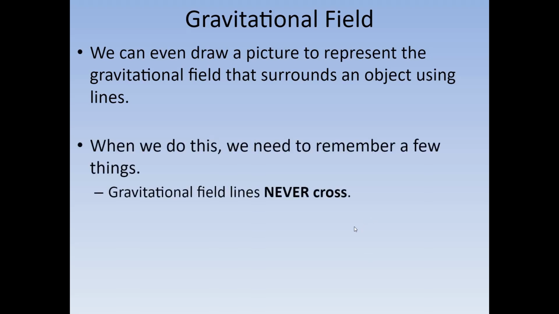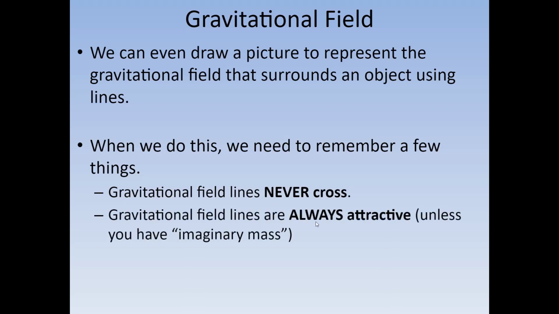Before I get to that, there are a few rules that you need to remember about these field lines. First thing is that the field lines never cross. The reason is that these lines are representing resultant vectors, if you will, of all the effects of gravity. So they should never cross, because that's the whole point of a resultant, that all the lines combine into one.